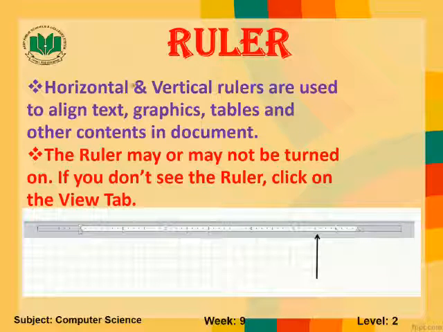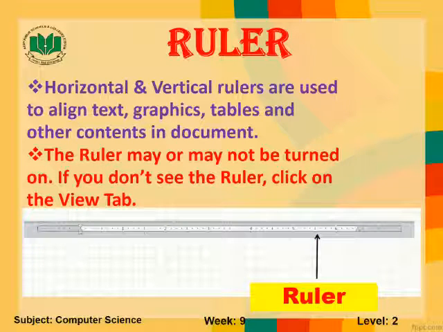Ruler. Horizontal and vertical rulers are used to align text, graphics, tables, and other contents in the document. The ruler may or may not be turned on. If you don't see the ruler, click on the View tab. Yes, this one is a ruler.